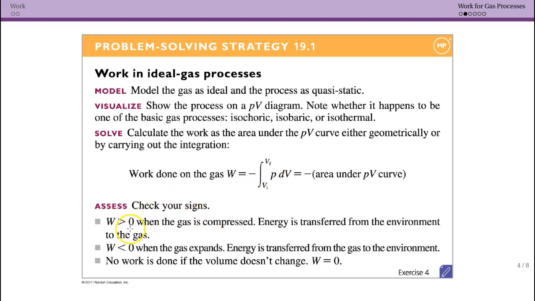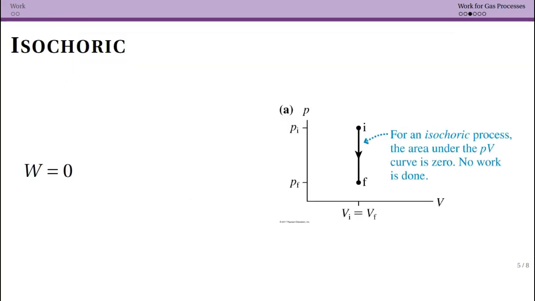Check your signs, and again, make sure that you remember that positive work is when the gas is being compressed, and that means that energy has been transferred from the environment to the gas. If the volume hasn't changed, no work has been done. So that's the general process. We will be building on this by adding heat very soon. Now let's go through the special processes and look at their PV diagrams and think about work.